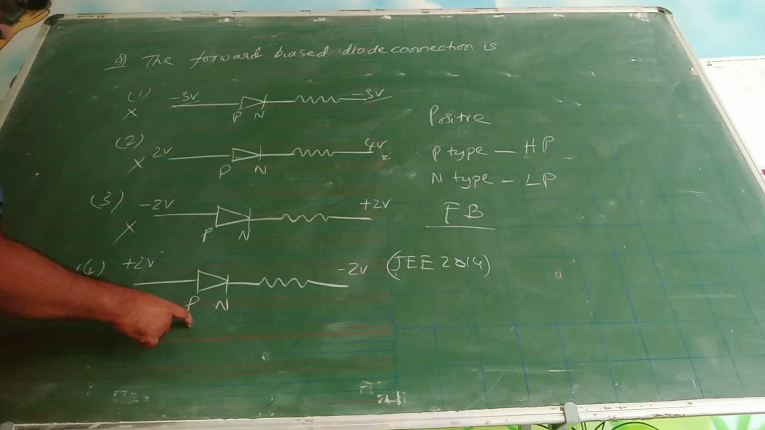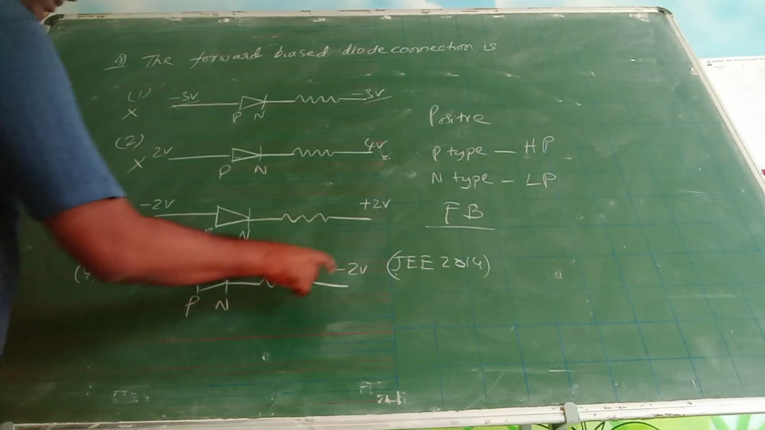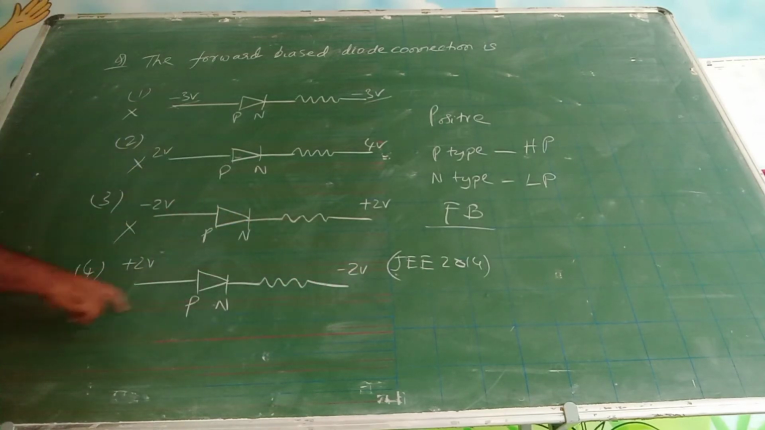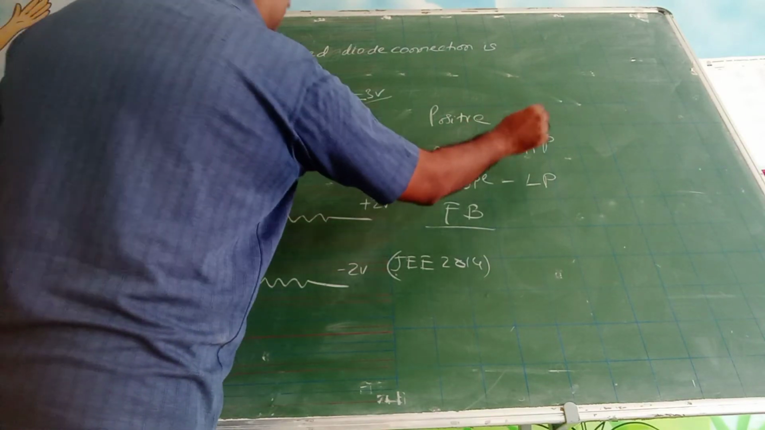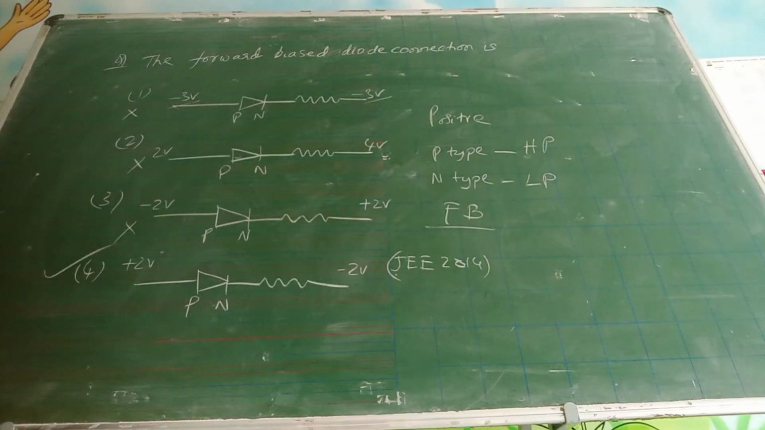This P type is connected to 2 volts, N type is connected to minus 2 volts. Of these two, this is the higher potential. So P type is connected to the higher potential. This is the right answer.